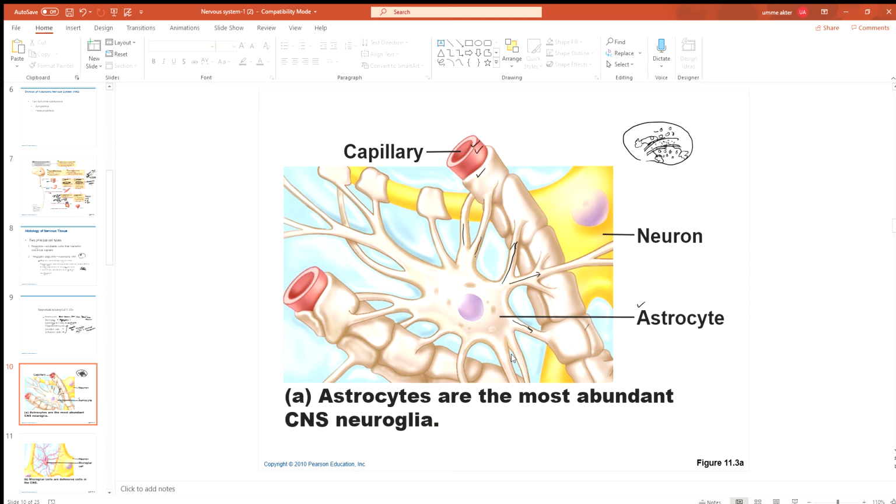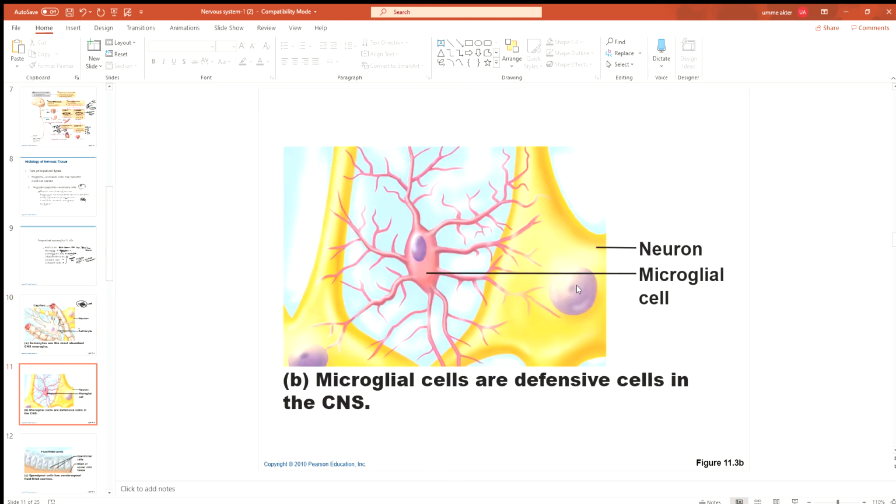Okay, but in other areas of the body around the capillary, you don't have that extra layer, and that's why this layer is called the blood-brain barrier, between the blood and the brain tissue. So that is formed by the astrocytes to protect your brain against the toxic chemicals from the blood.